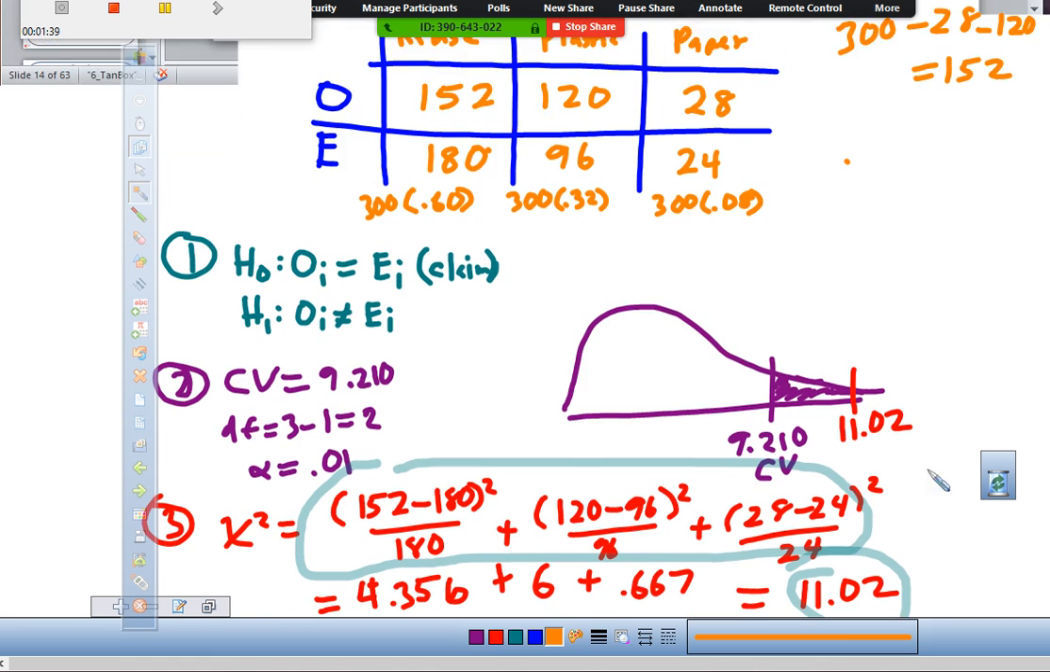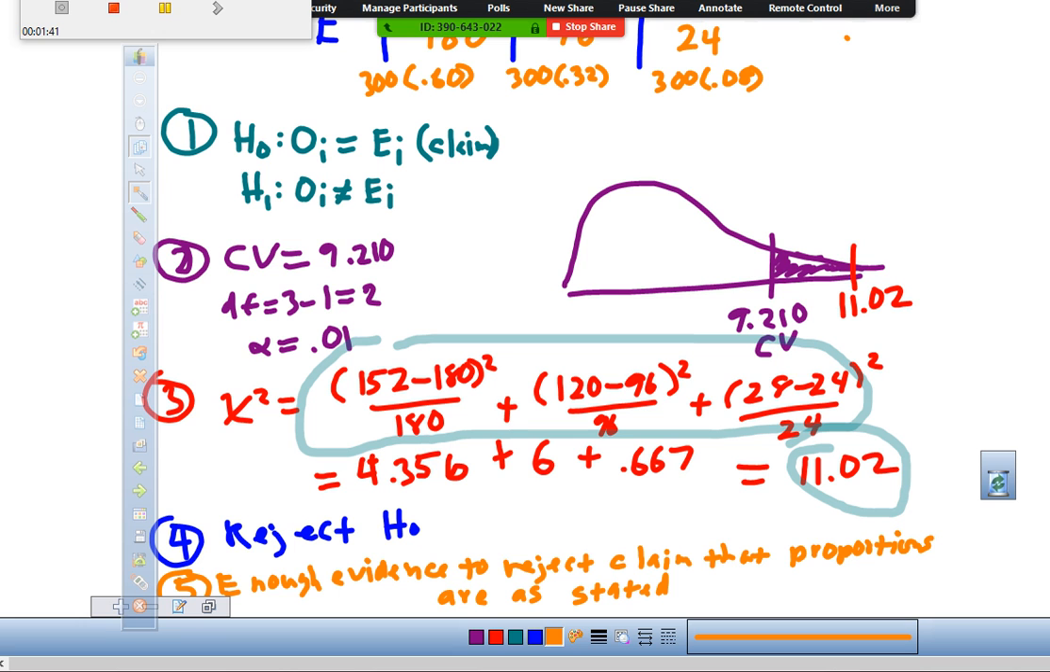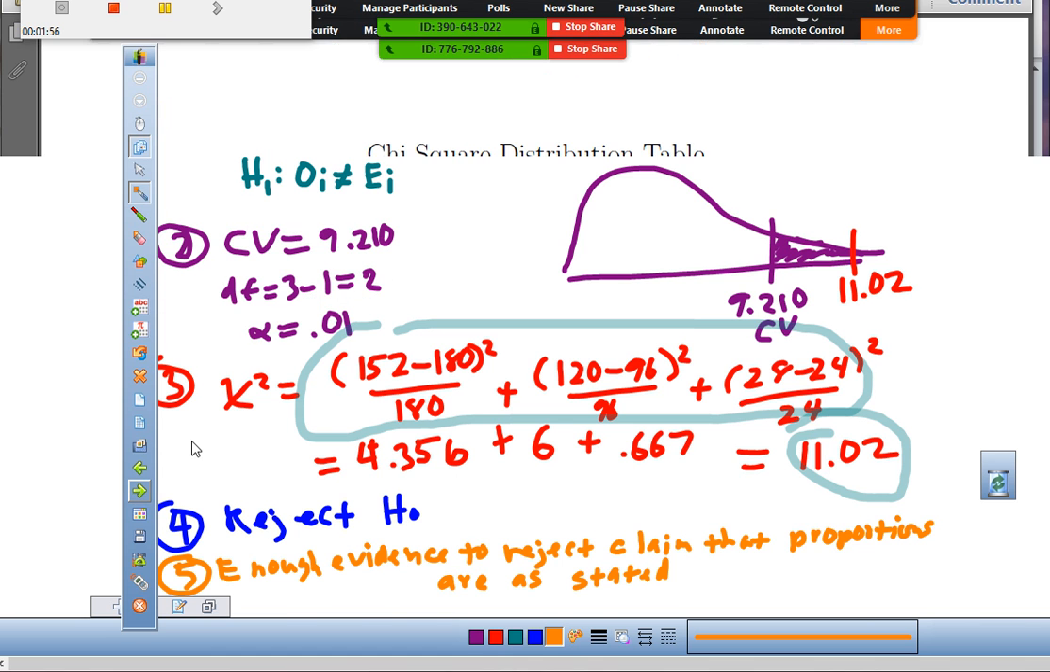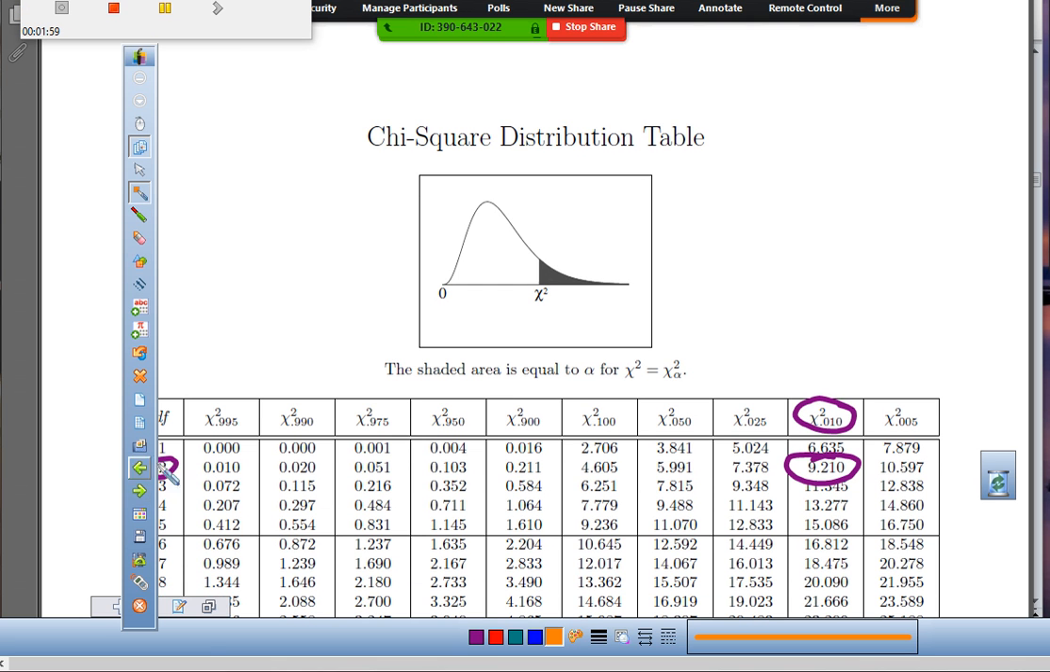All right. H naught is O sub i equals E sub i. H1 is O sub i is not equal to E sub i. Critical value. So we have three categories, 3 minus 1 is 2. Alpha is 0.01. So we're going to go over to our handy dandy chi-square table, and degrees of freedom 2, alpha is 0.01, and it's 9.210.